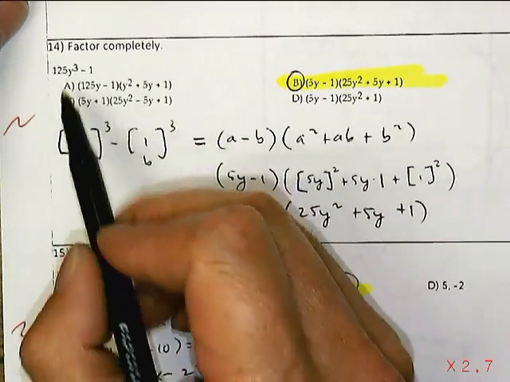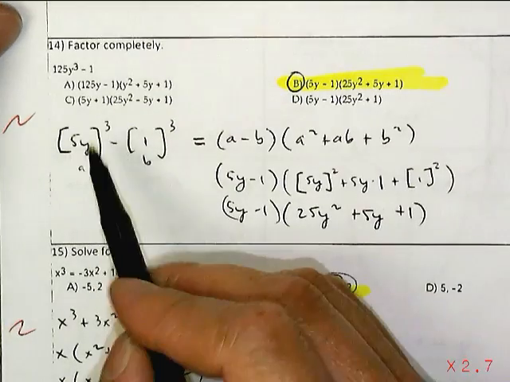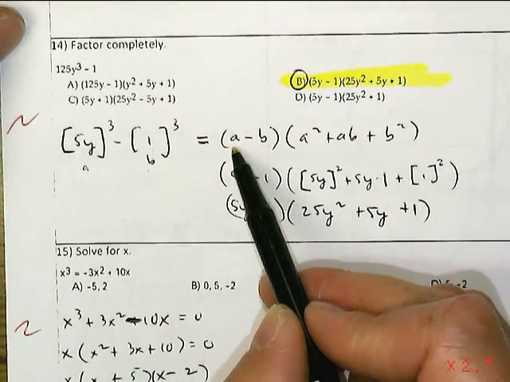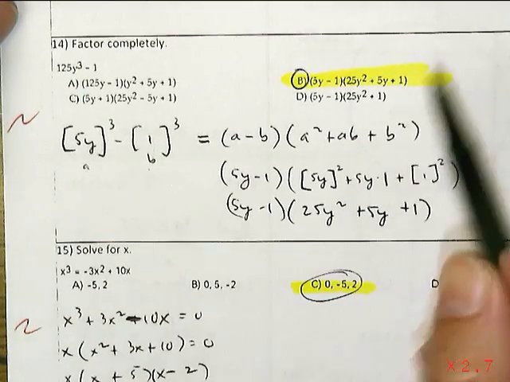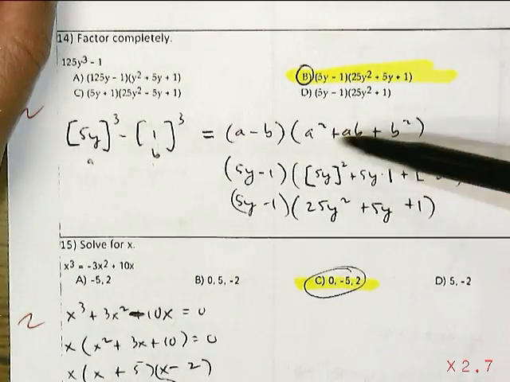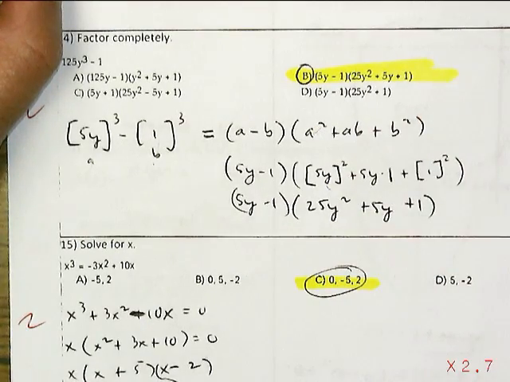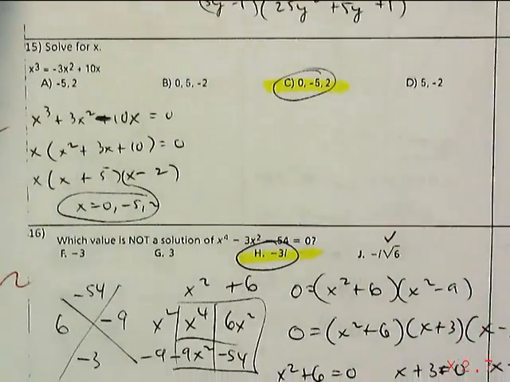Question number 14, factor completely. Notice you have a difference of cubes. So your a value is 5y and b value is 1. Here's your equation, a minus b, a squared plus ab plus b squared. And you'll just substitute into your a and b's. Be careful here, your a value squared, 5y squared is 25y squared. B is your answer.